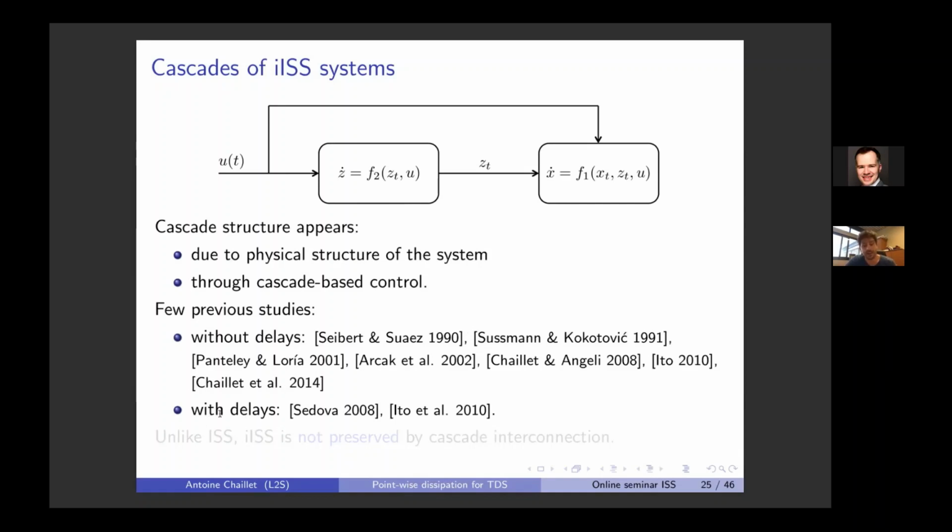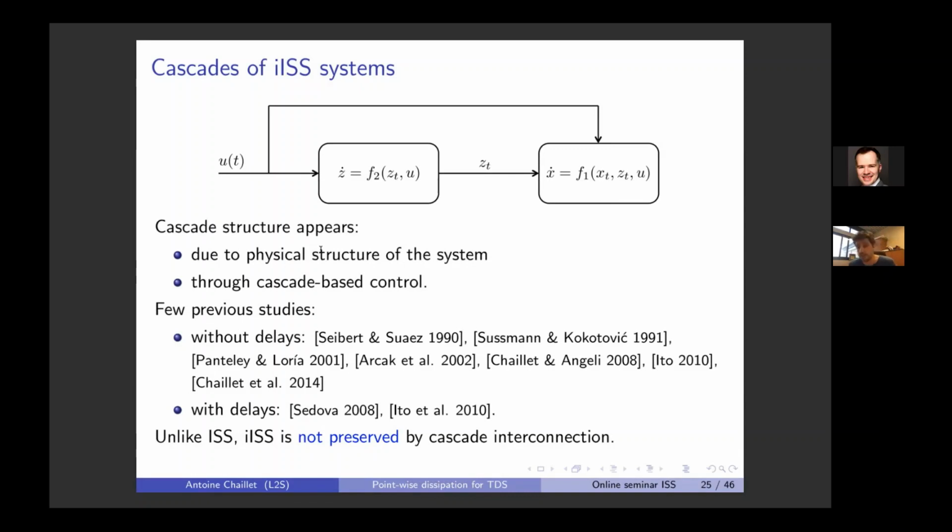And also with delays, much fewer works. I can mention the work of Sedova in 2008, who relies on the Razumikhin approach to solve this problem. And also Ito and his co-authors, who studied this problem through small gain results, because a cascade is nothing else than a feedback where we have a zero gain somewhere. Okay. But the key point here is that unlike ISS, integral ISS is not preserved by cascade interconnection.